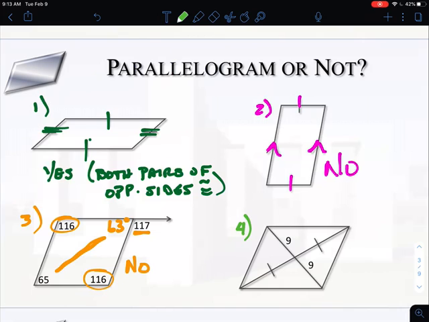And then if I look at my last example, so number 4 over here, we see that the diagonals are drawn in, and we notice that this piece and this piece are marked congruent, so that diagonal's cut in half. And then the fact that the other two pieces are both 9 means the other diagonal's cut in half, and so this would be a yes, because diagonals bisect each other.